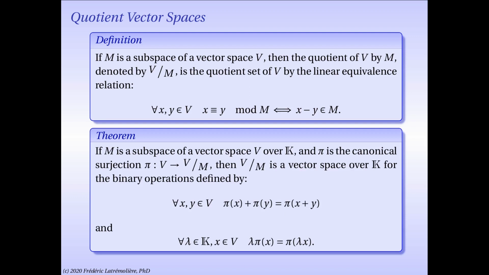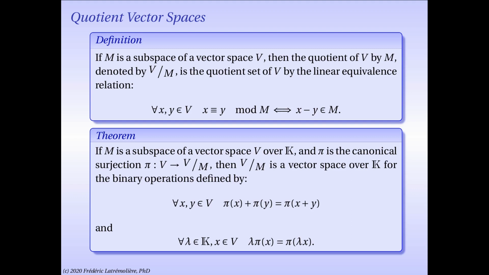So our theorem states: if M is a subspace of a vector space V over a field K, and if pi is the canonical surjection from V onto V quotient M, then V quotient M is a vector space over the same field K for the following two binary operations. If I take any two x and y in V, then I define the sum of the equivalence class of x and the equivalence class of y as the equivalence class of x plus y. And for all scalar lambda and x in V, I define the product lambda times the equivalence class of x as the equivalence class of lambda times x.